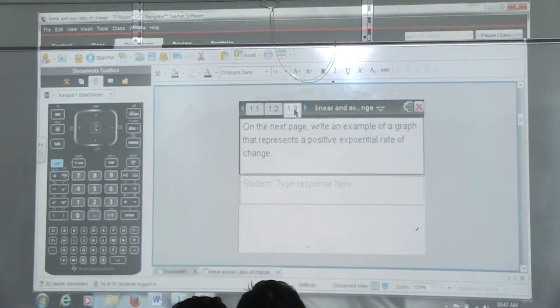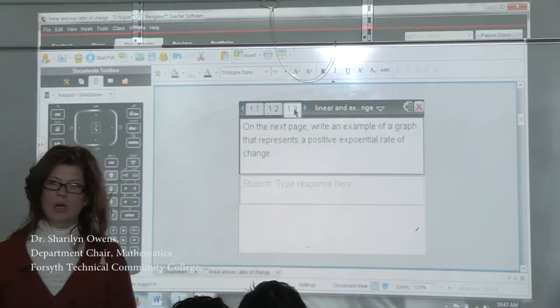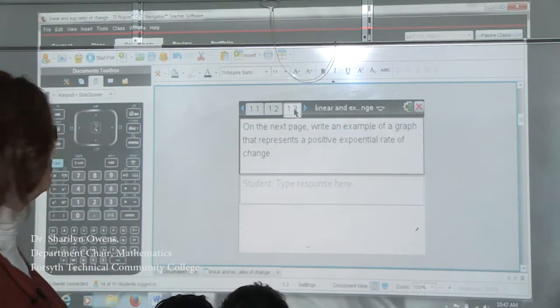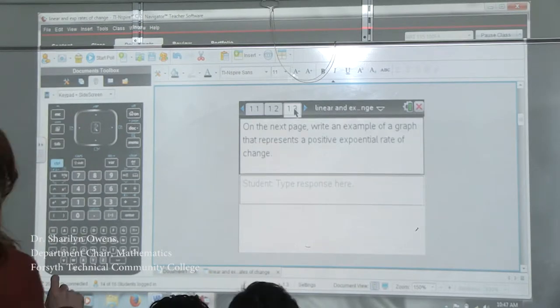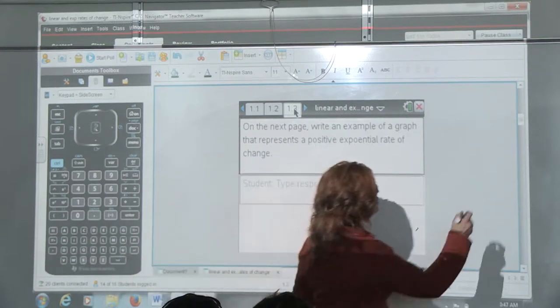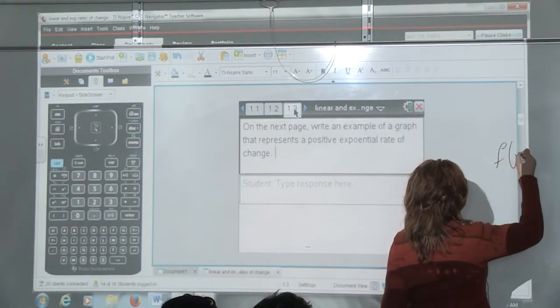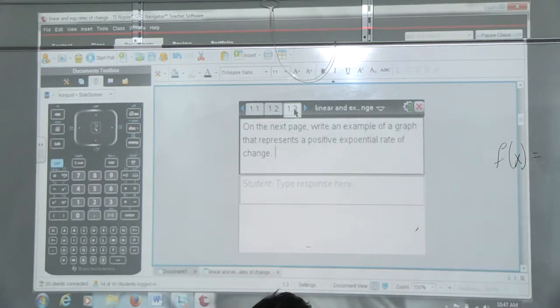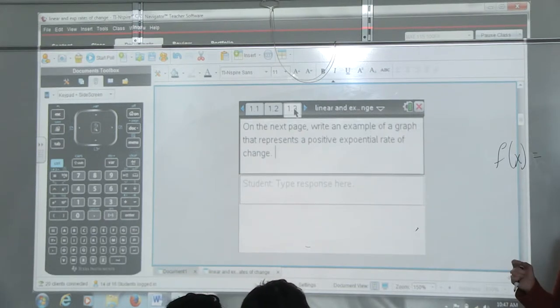The next page, so you're going to scroll over one more, showing an example of an exponential graph this time. Now, you have read ahead, and you might even see on your sheet a little bit ahead, and you've read ahead in your text, but we have a formula for exponential growth. If you look ahead on your sheet, what does it say?